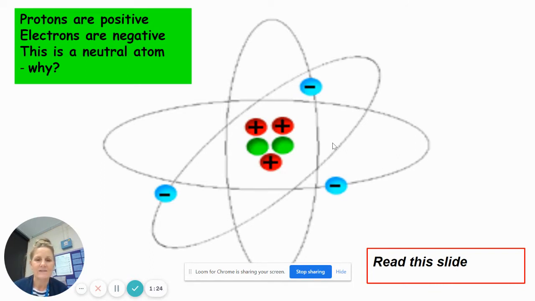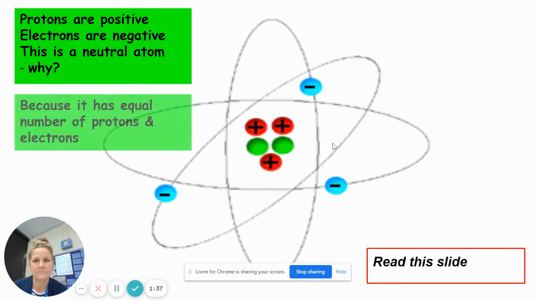Why is that atom neutral? If you're not sure, count the positive protons, count the negative electrons. That's right, because it has 3 pluses and 3 minuses, it's a neutral atom.